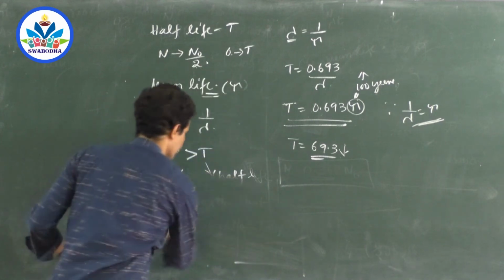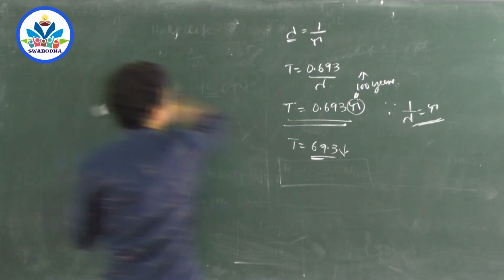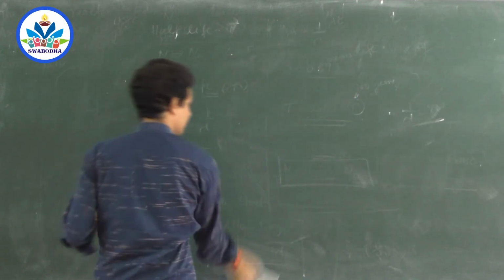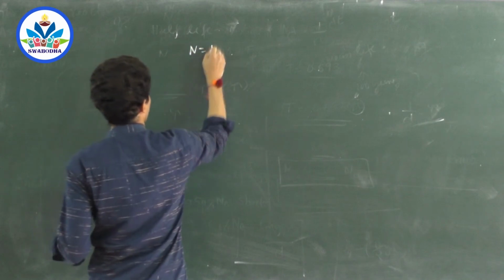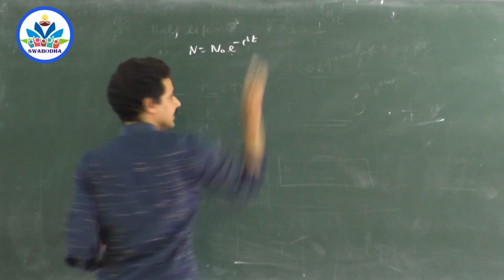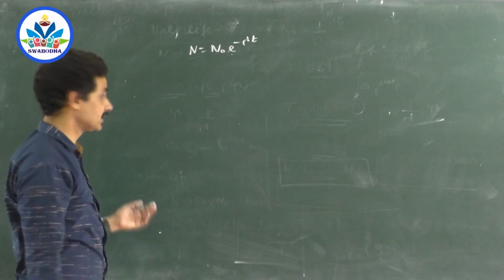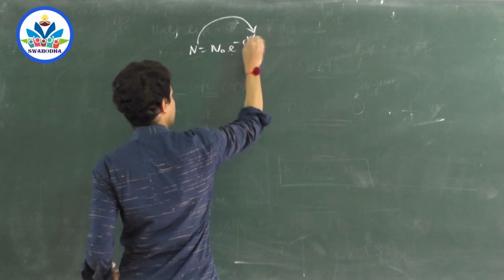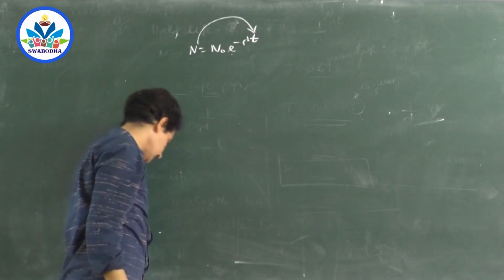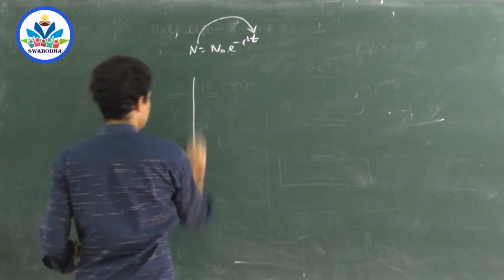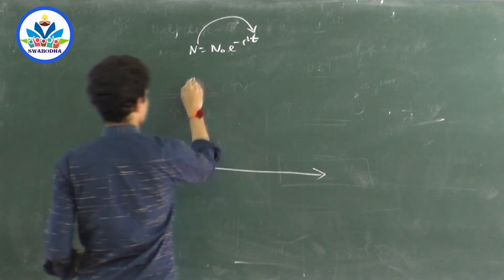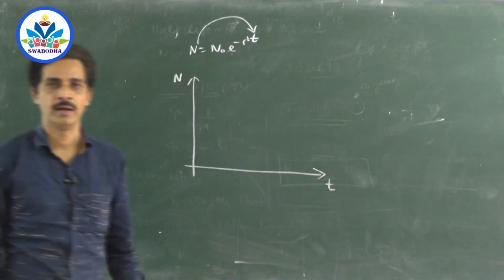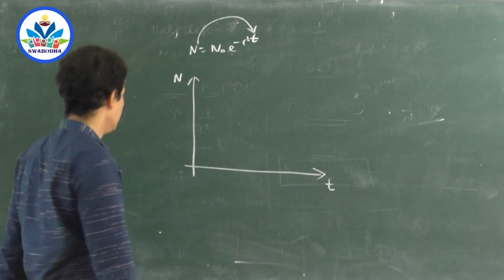Secondly, if you want to note it in a graph, I was explaining what you mean by an exponential graph. N is equal to N naught e to the power minus lambda t. See, this is the equation. So what does this equation give you? It gives the number of atoms in the sample after a time of t seconds. Now draw a graph of the number of atoms in the sample versus time. How will the graph be? It's very interesting now.